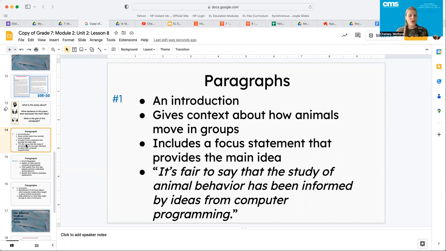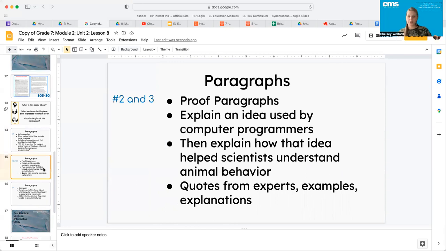So in looking at the paragraphs, let's have some discussion now about what we saw. What makes up a model informative essay? In paragraph number 1, we saw an introduction. We saw that it gives context about how animals move in groups. We saw that it includes a focus statement that provides the main idea. Here it is: it's fair to say that the study of animal behavior has been informed by ideas from computer programming. Let's look at paragraphs 2 and 3.